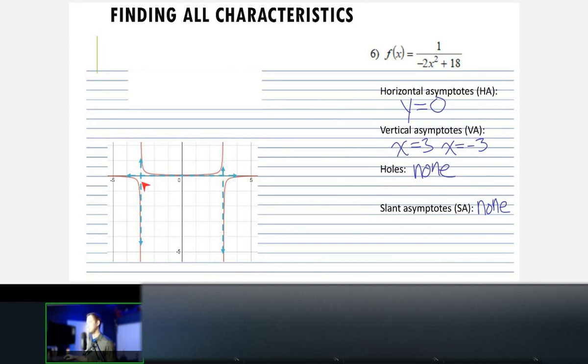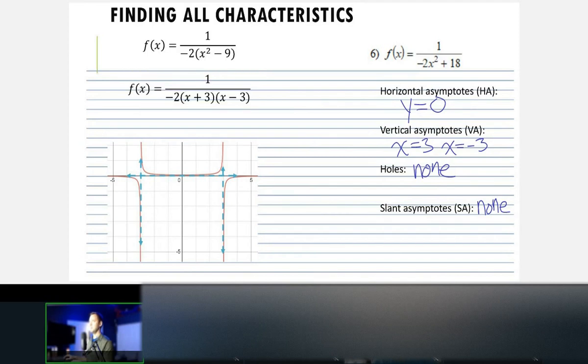It's actually an asymptote, right? And then x equals -3, same thing. This is definitely an asymptote and not a hole. And then our y equals 0. You can see right here, this is definitely a horizontal asymptote, right? So yeah, this one actually has no holes. That was kind of boring.